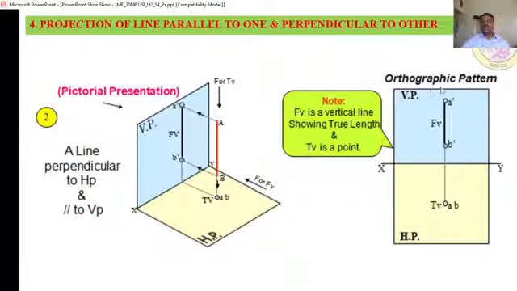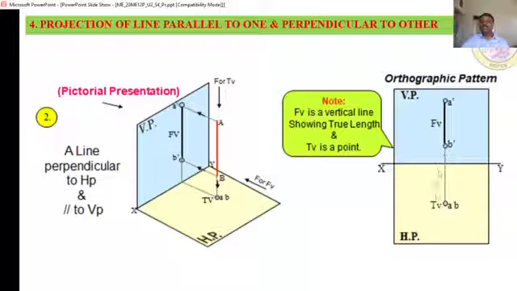So let us see the orthographic pattern of the views. Front view is a vertical line showing true length. So this is the condition you should know from where you have to start. And top view is a point. So here in this case, this is XY line, intersection of vertical plane and horizontal plane. So first you locate B dash, at what height it is above HP. You note down B dash, and then you draw true length, you will get A dash. So now A dash B dash is your front view.